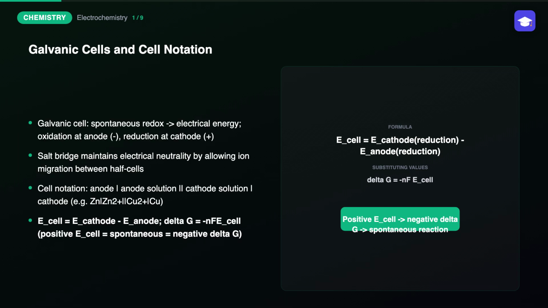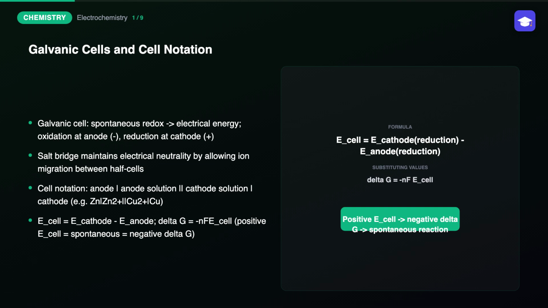Cell potential E cell equals cathode reduction potential minus anode reduction potential, and a genuinely positive E cell value confirms the reaction is spontaneous, exactly as written, directly connecting back to the thermodynamic relationship. Delta G equals minus nF E cell, meaning a positive cell potential necessarily corresponds to a negative, spontaneous Gibbs free energy change.